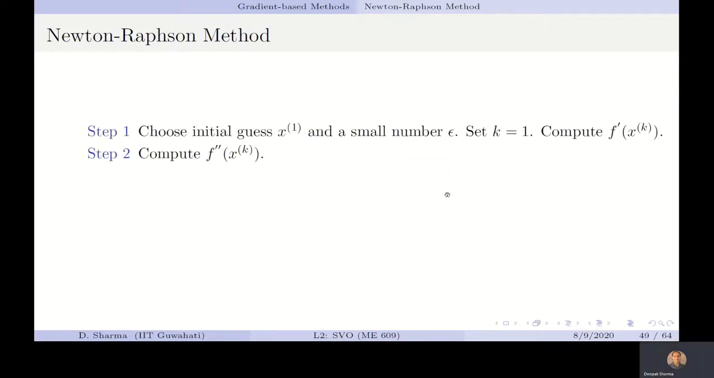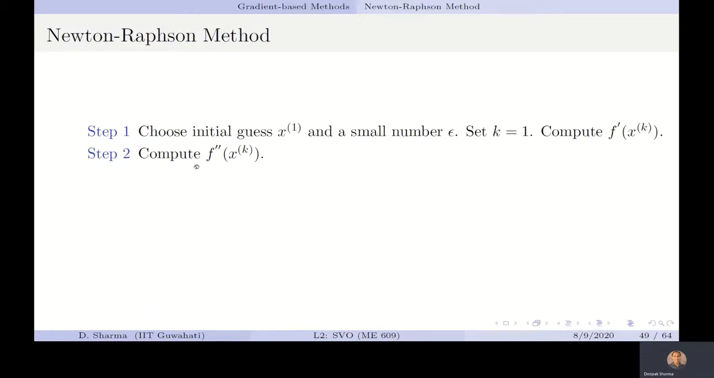So the algorithm is quite simple. We start with the initial guess. Initial guess means that between the range of, say, A and B, our computer will generate one random point in between. Then we set a small epsilon value, which is generally used for terminating the algorithm. We set a counter k equal to 1, where k refers to the number of iterations. Initially we compute the derivative. Since it's a program algorithm, we will be computing this derivative numerically at the current point xk. Currently k is 1, meaning x1.